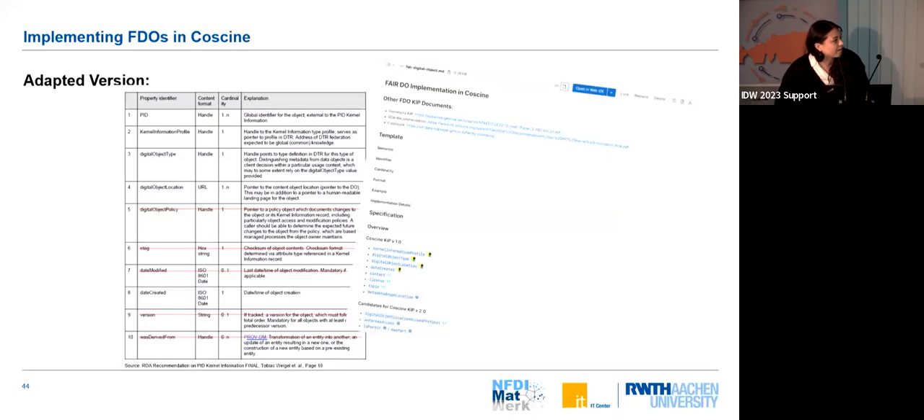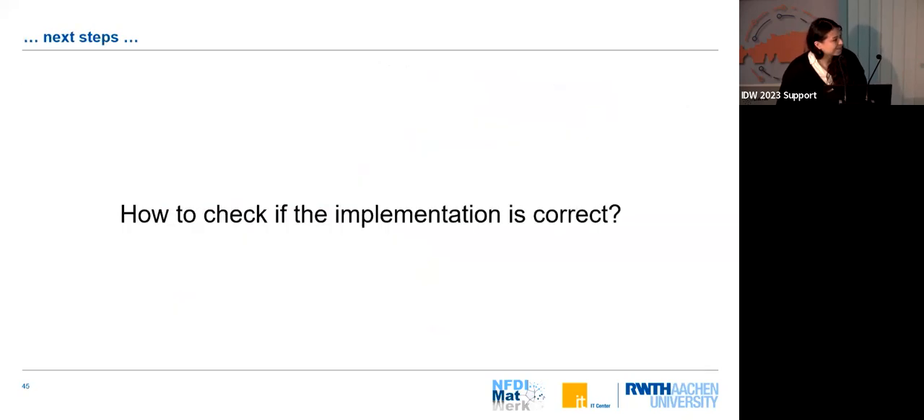We also have a documentation where we went through every type from the RDA recommendation and checked: is it working for Cosine? What's the meaning for us for the type? And that you can see on the right side.